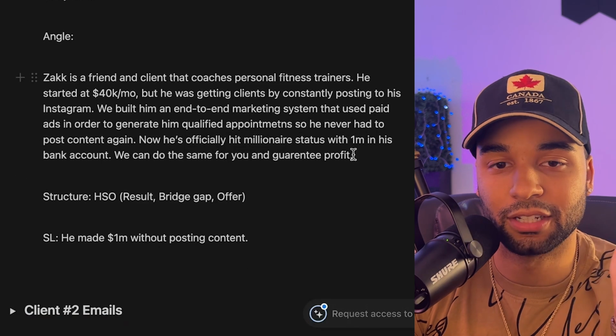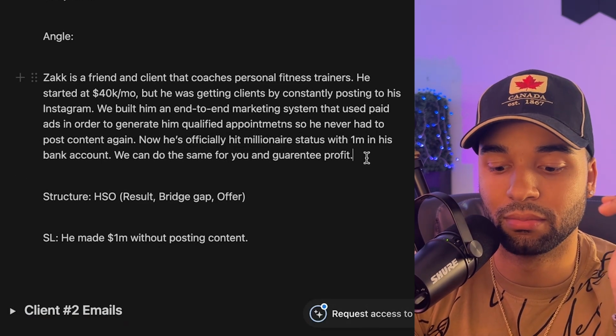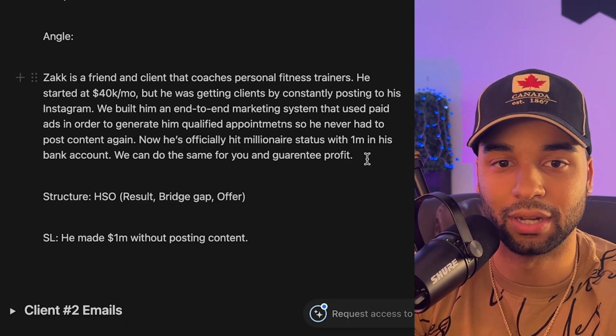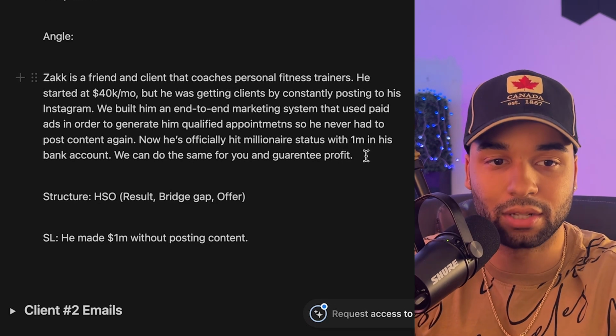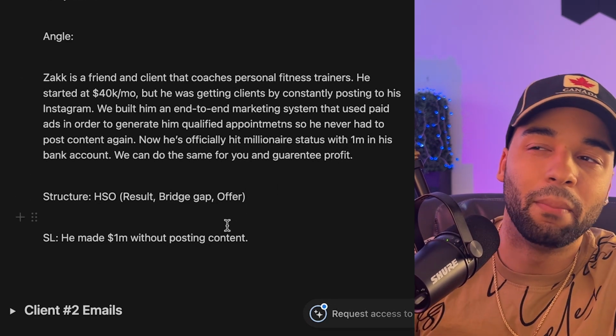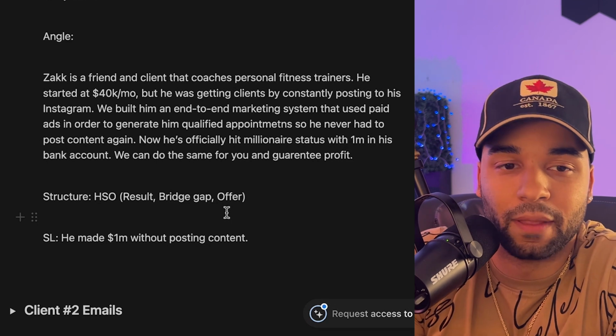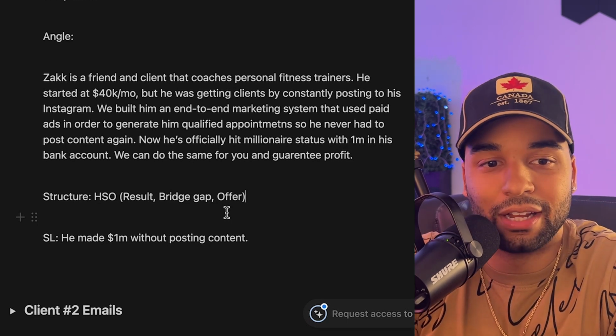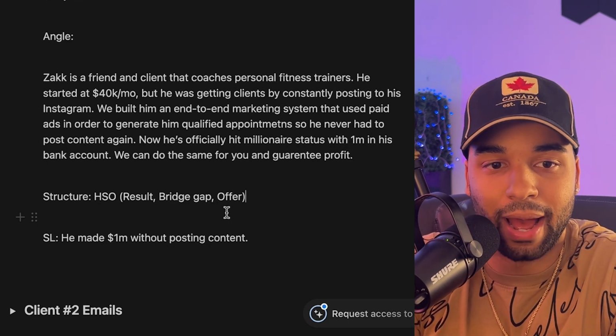Okay, so I decided to go for a story angle, testimonial basically, and giving him a testimonial and also doing pretty much a promotion at the end to joining Scaling with Systems. The structure we're going to be using is hook, story, offer, but because that's a very generic type of structure, I've changed it into result, bridge gap, and then offer.